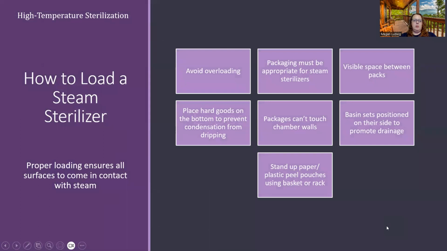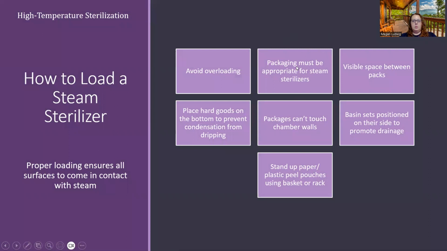So how do you load a steam sterilizer? This is just as important to do correctly as making sure you have the right temperature for the right instrument, because you may have gone through all those previous processes and you didn't load it right, and the load's going to fail, and then you have to start all over. So you want to make sure you're loading it properly, because doing so ensures all surfaces within every item come in contact with that steam. Now, if you overload it, you're going to have some areas the steam won't reach. Then it won't be sterile, won't be effective.